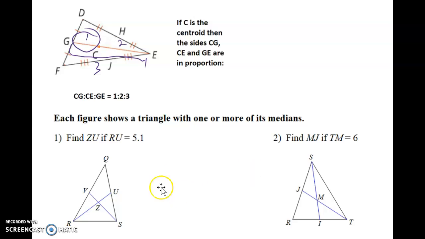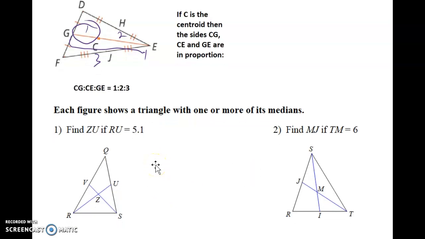Okay? So the question here says find ZU if RU is 5.1. So we're given the RU. This is the big piece, right? Okay? And we're trying to find ZU. So this is like the 1 and this is the 3.